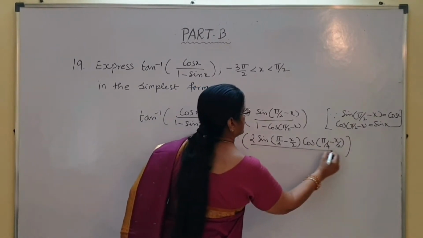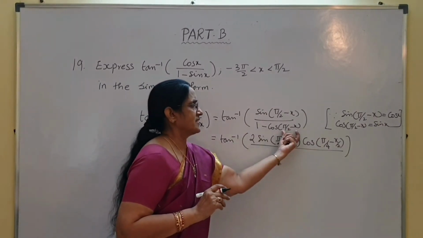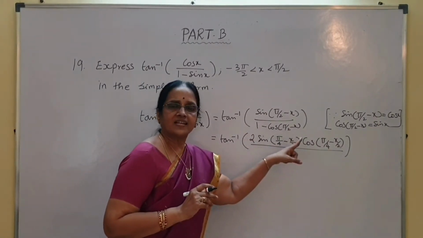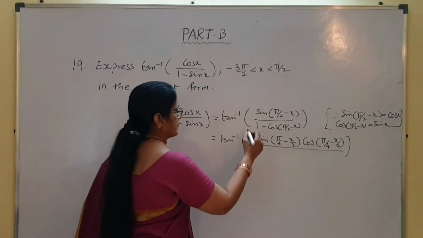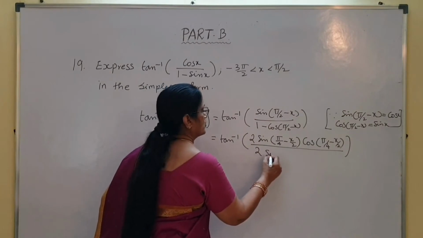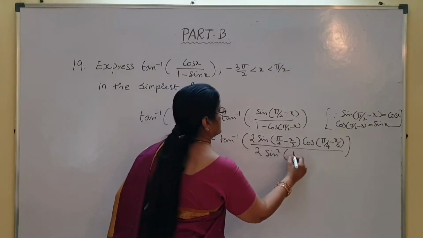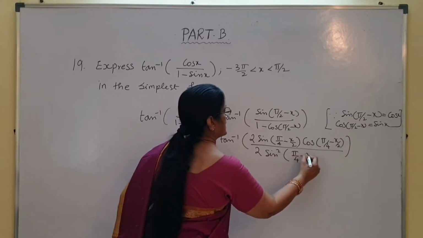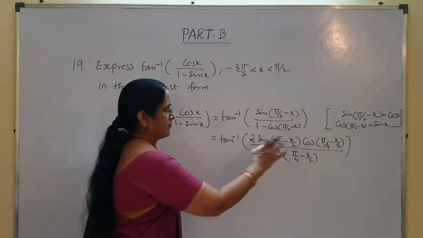By 1 minus cos theta, take this as theta. 1 minus cos theta is 2 sin square theta by 2. So when I use that formula, I get 2 sin square theta by 2, pi by 4 minus x by 2. This is what I am getting. Let me write the formula here.